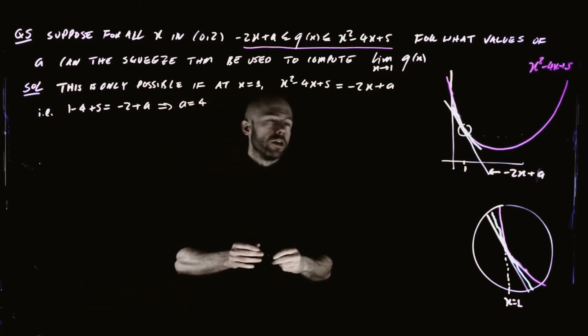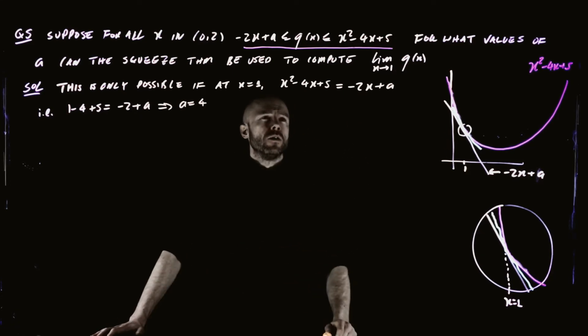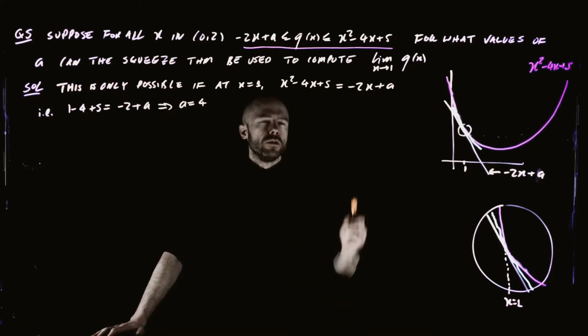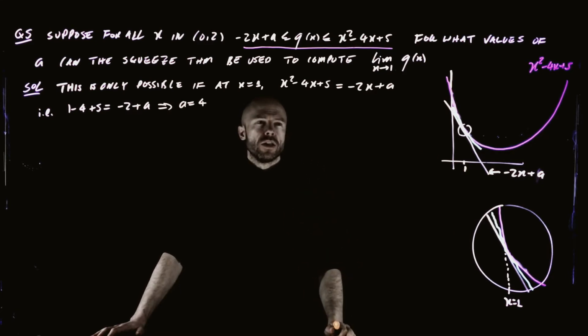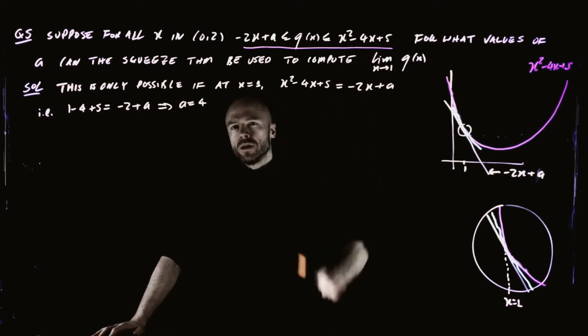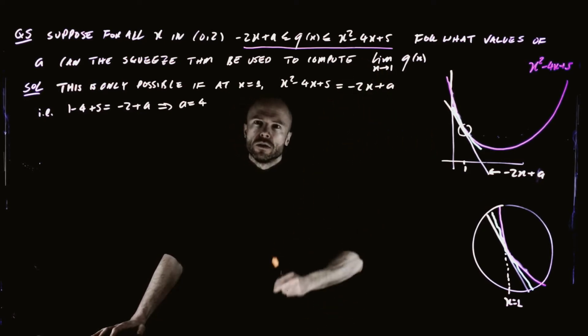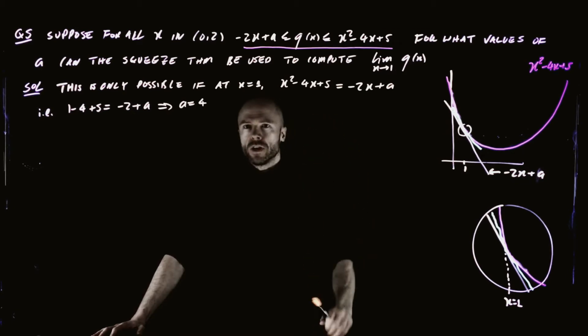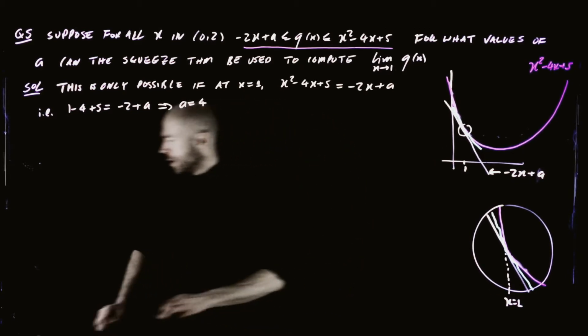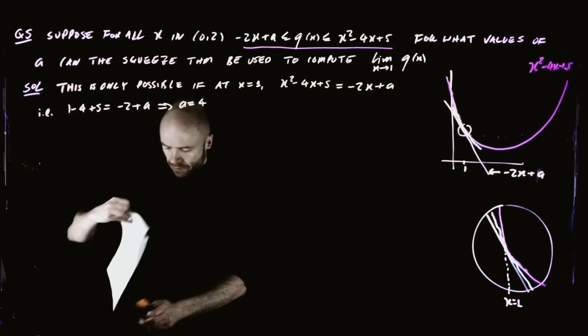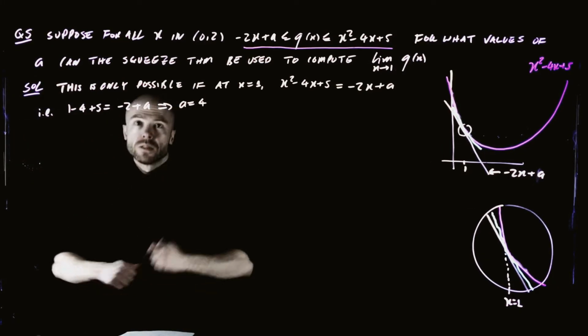Cool. A more interesting question would have been if they didn't tell us where we were going to use the squeeze theorem to squeeze g, just that there was some point between 0 and 2, for example. And we would have still been able to answer that question. It would have been a bit tougher in that case. But since they told us where we're going to squeeze, let's just use the information. Let's not work harder than we need to. And this question, again, hopefully fairly straightforward. That is the multiple choice option C.